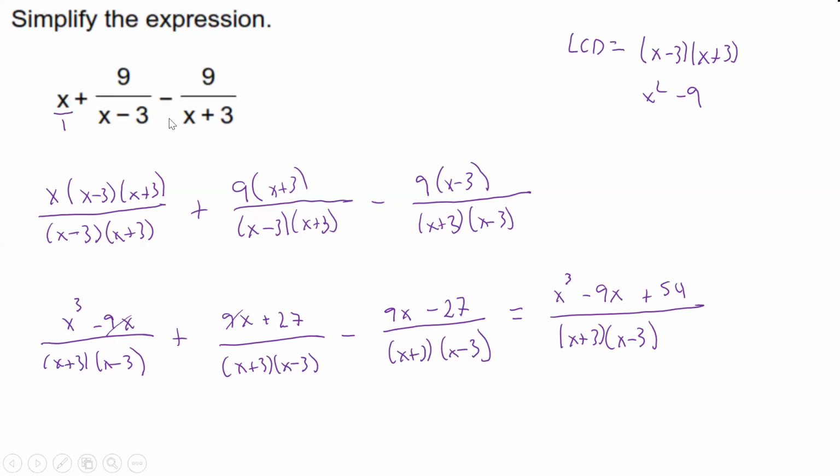Again, we had to get the common denominator, x plus 3 times x minus 3, and multiply each expression by whatever it needs to get to that. The first one we multiplied by x squared minus 9, and when we multiplied that by x, we got x cubed minus 9x. This one we multiplied by x plus 3 over x plus 3, giving 9x plus 27. And this one we multiplied by x minus 3 over x minus 3, giving 9x minus 27. We added them across: x cubed, minus 9x plus 9x cancel, then minus 9x, and 27 minus a minus 27 is plus 27, so that's 54 over our common denominator.